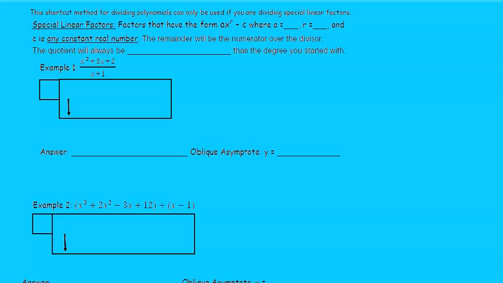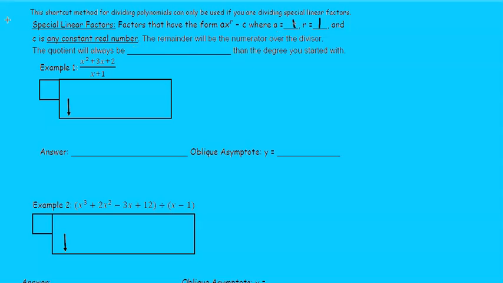Page 13, Synthetic Division. This shortcut method for dividing polynomials can only be used if you're dividing by special linear factors. A special linear factor is a factor of the form a x to the r minus c, where a is 1 and r is 1, and c is any constant real number.